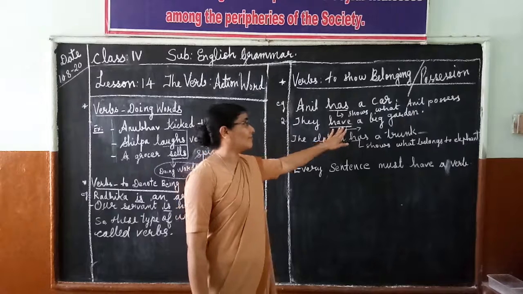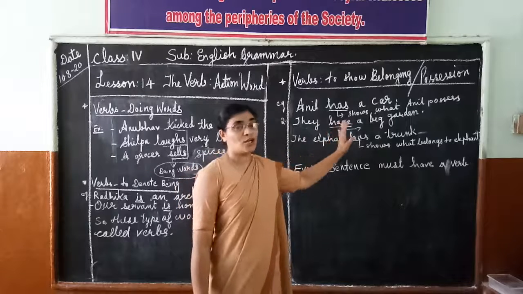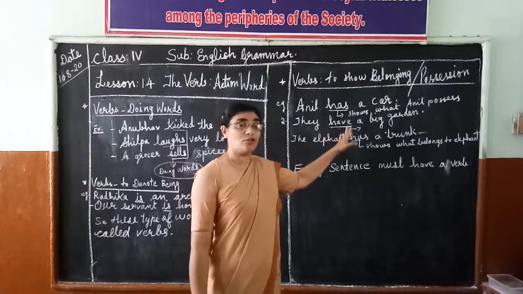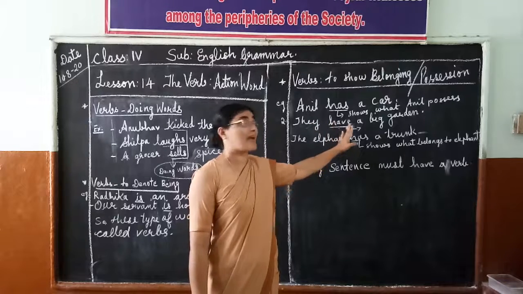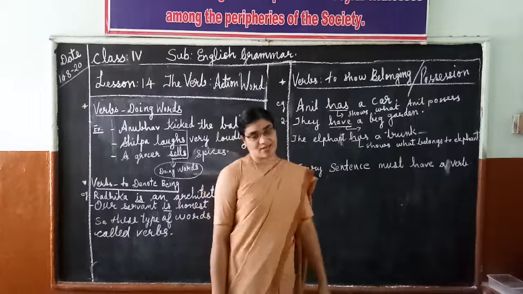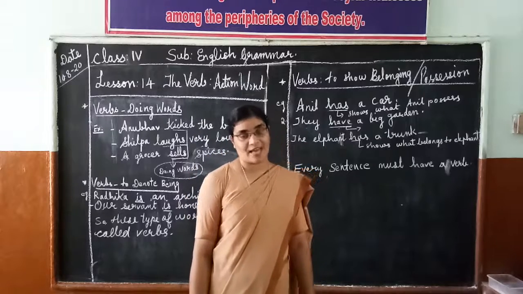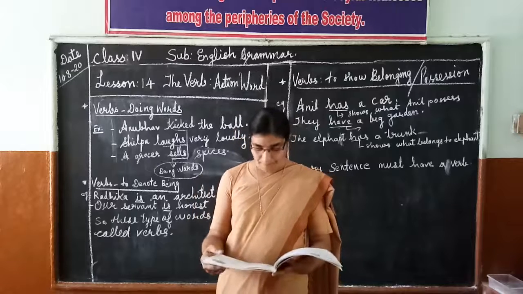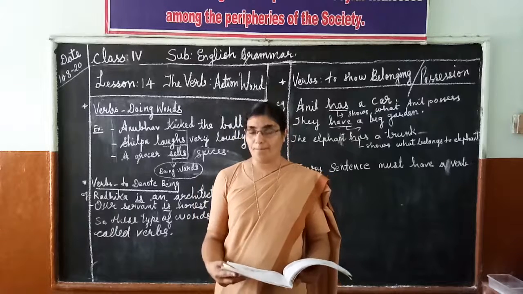And here we have, they have a big garden. So who has the big garden? They have it, it belongs to them. It is possessed by these people. Then, the elephant has a trunk. Finally, what does the elephant have? It has a trunk. So please go through your book.